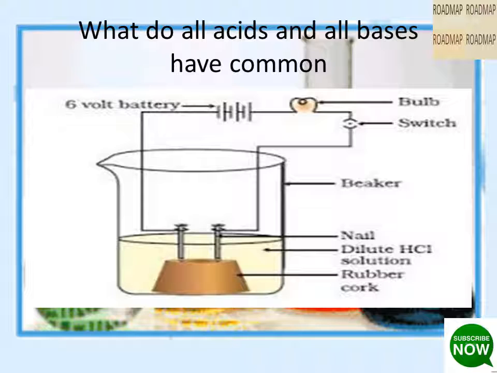The bulb will start glowing in the case of acids, as you can see from the figure, but you will observe that glucose and alcohol solutions do not conduct electricity. Glowing of the bulb indicates that there is a flow of electric current through the solution. The electric current is carried through the solution by ions.